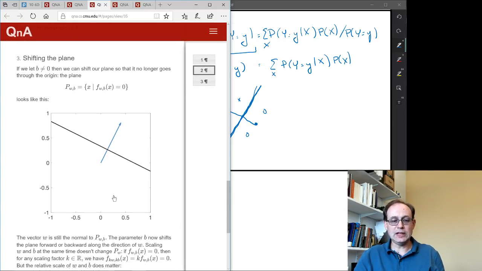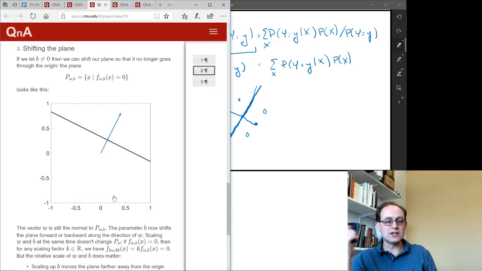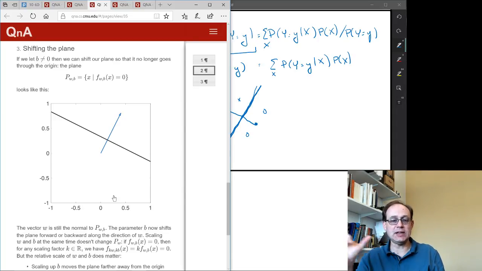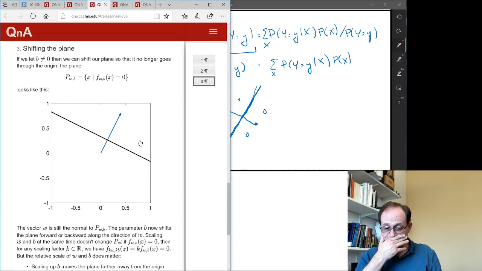All right, so now let's let our intercept b be something other than 0. In this case, that means that we can shift the plane back and forth so that it doesn't go through the origin. So here's an example where w dot x minus b equals 0 and b is not 0, so we would have a plane that looks like this black line. It doesn't pass through the origin, and here's our normal vector w. And so w is still the normal vector, but the intercept b shifts the plane forward and backward along w, depending on how large b is compared to w.